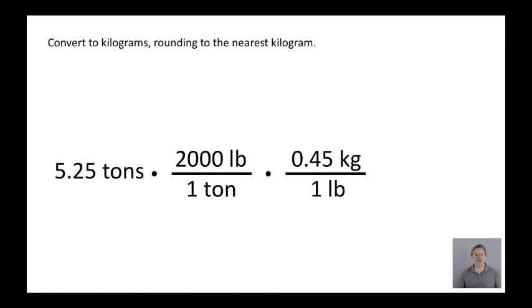So we have sort of an intermediate weight that we are converting it to pounds, but we are immediately then converting it from pounds to kilograms. So much so that we don't even see the answer in pounds. Pounds cancel, tons cancel. The result is going to be in kilograms, and voila, we have the same answer.